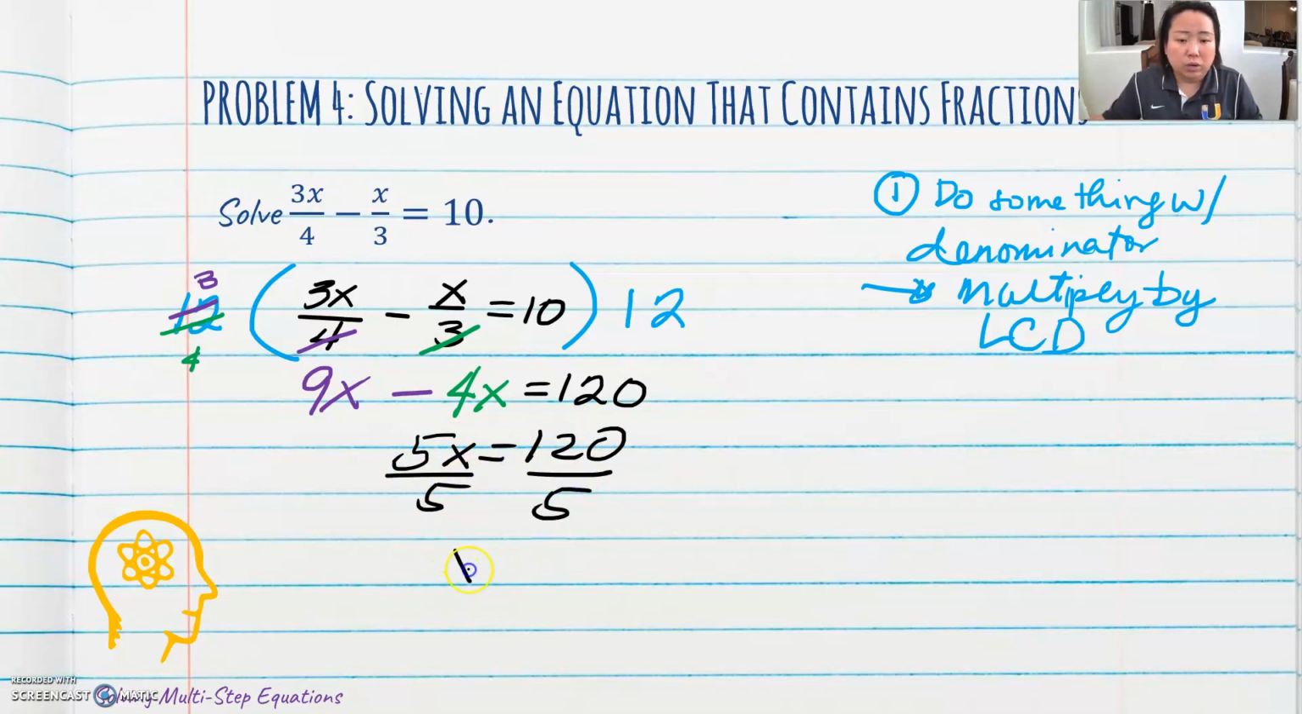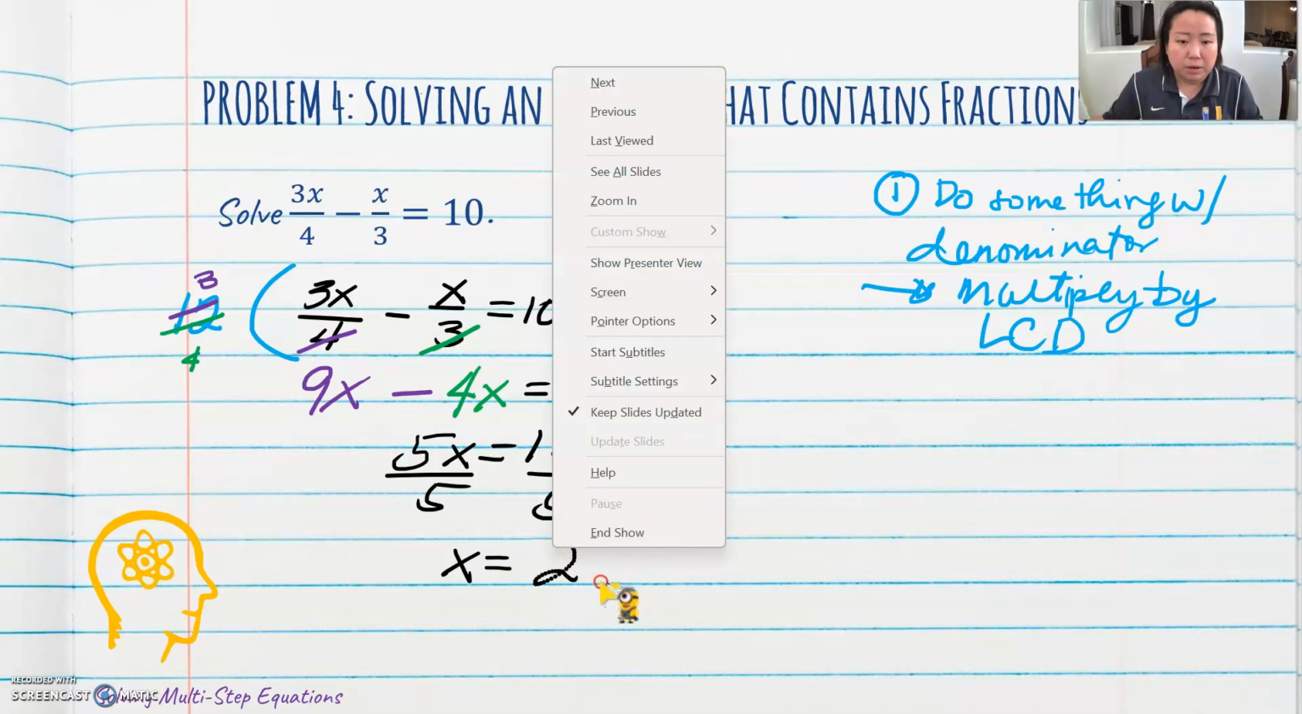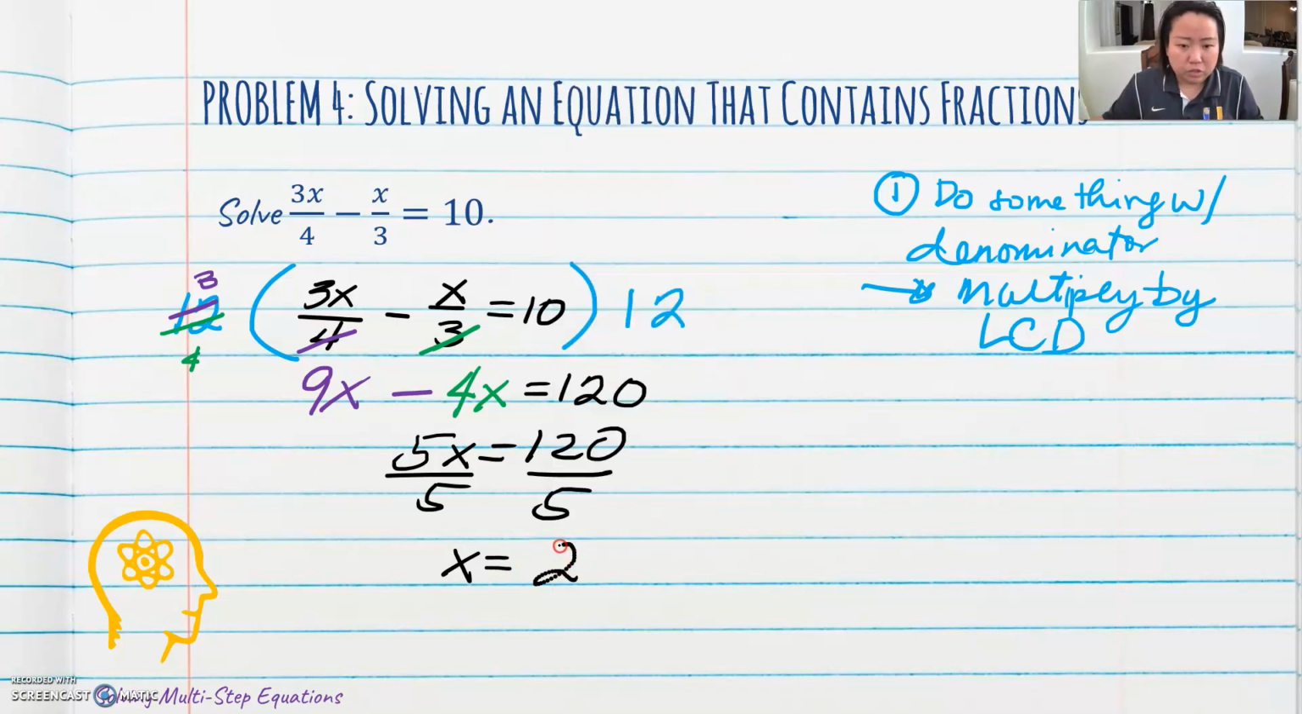And so what we will get is going to be, so 12, that's going to be 20. Oops, sorry, my bad. 24. Okay, so 24 is going to be the value of our x.